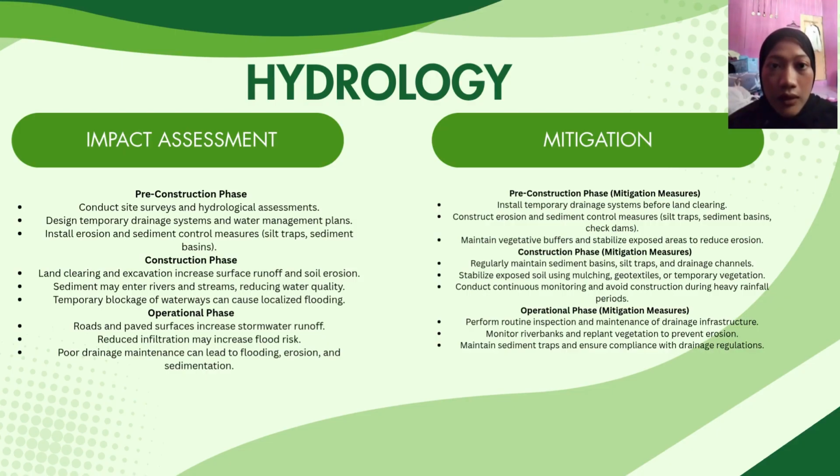For construction phase mitigation measures, regularly maintain sediment basin, silt trap, and drainage channel. Stabilize exposed soil using mulching, geotextile, or temporary vegetation. Conduct continuous monitoring and avoid construction during heavy rainfall period. For operational phase mitigation measures, perform routine inspection and maintenance of drainage infrastructure, monitor riverbank and replant vegetation to prevent erosion, maintain sediment trap, and ensure compliance with drainage regulation.